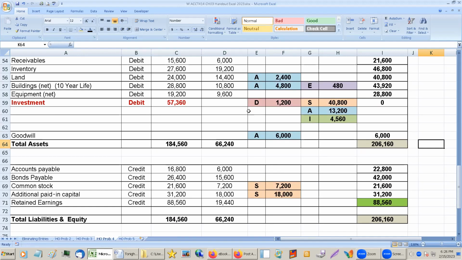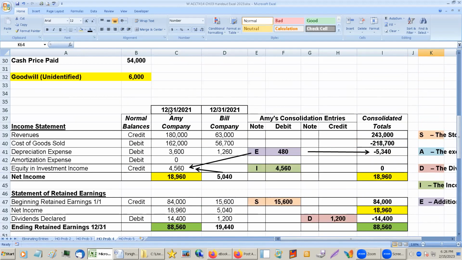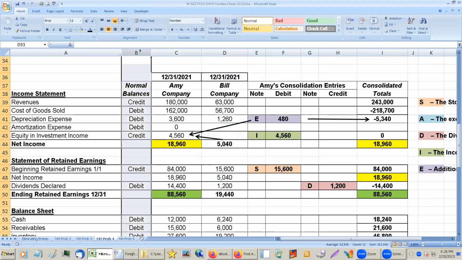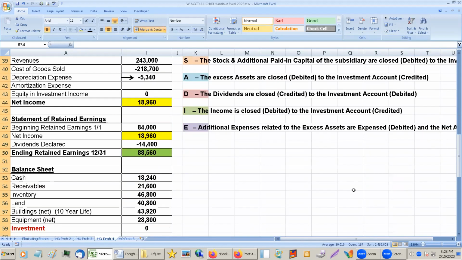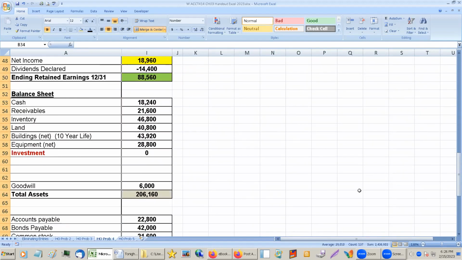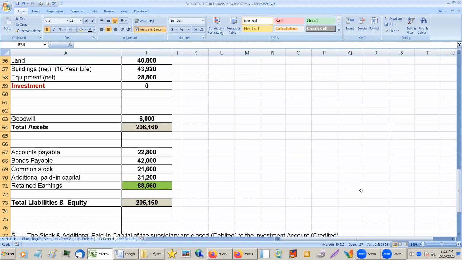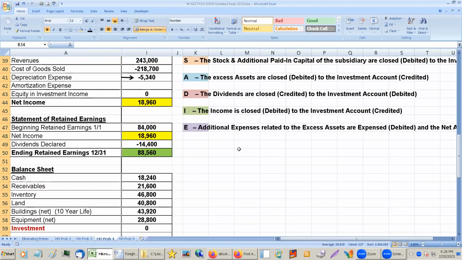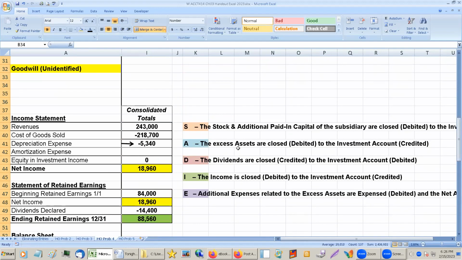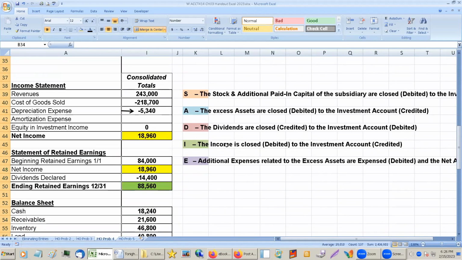And so here's what happens. Amy Company makes their financial statements, just the ones you see here. Bill Company makes theirs. But when they're consolidated, it'll just look like that. I mean, it probably won't have zeros in there. But that'll be the consolidated financial statements.